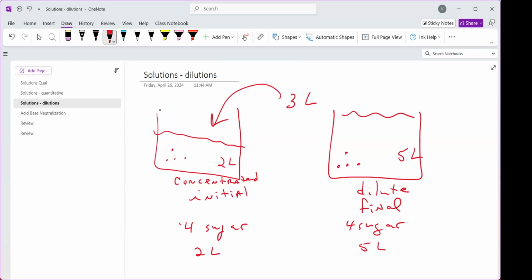The reason why this is considered concentrated is because we have less solvent in this one. Same amount of moles or molecules, more solvent. More solvent, same number of moles means it's more dilute.